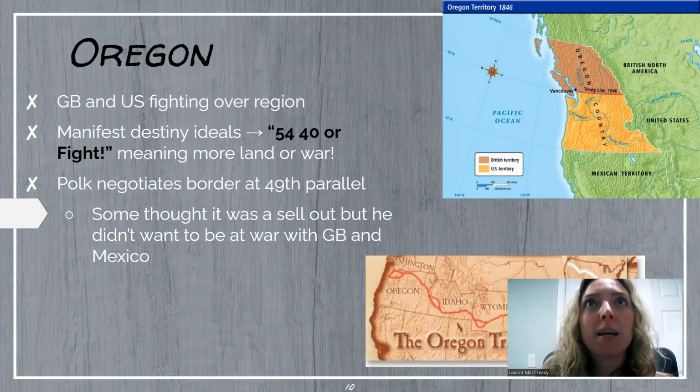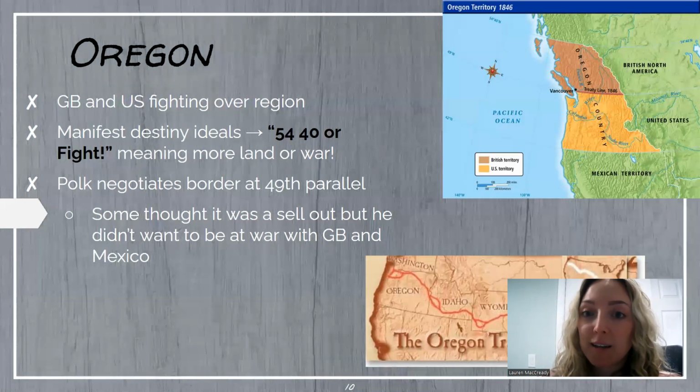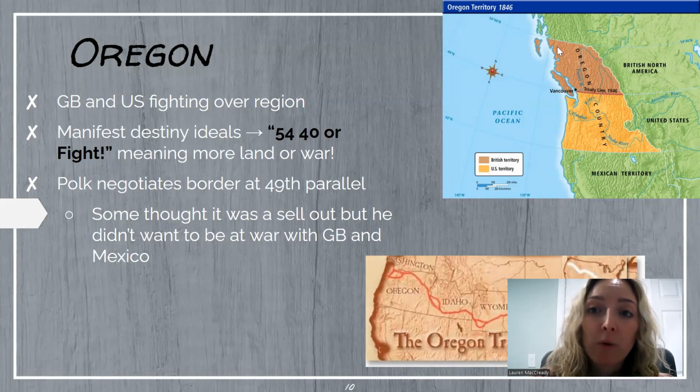Those Manifest Destiny ideals really come to light with the American public creating this rallying cry, this chant called "54-40 or fight," meaning that the line of latitude that should decide what the northern border of the United States should be would be the 54-40 line, which would actually be where the red ends up here. So a much larger chunk of Canada would have been incorporated into the United States if the American public got their way. But they were willing to fight Great Britain for this piece of land.